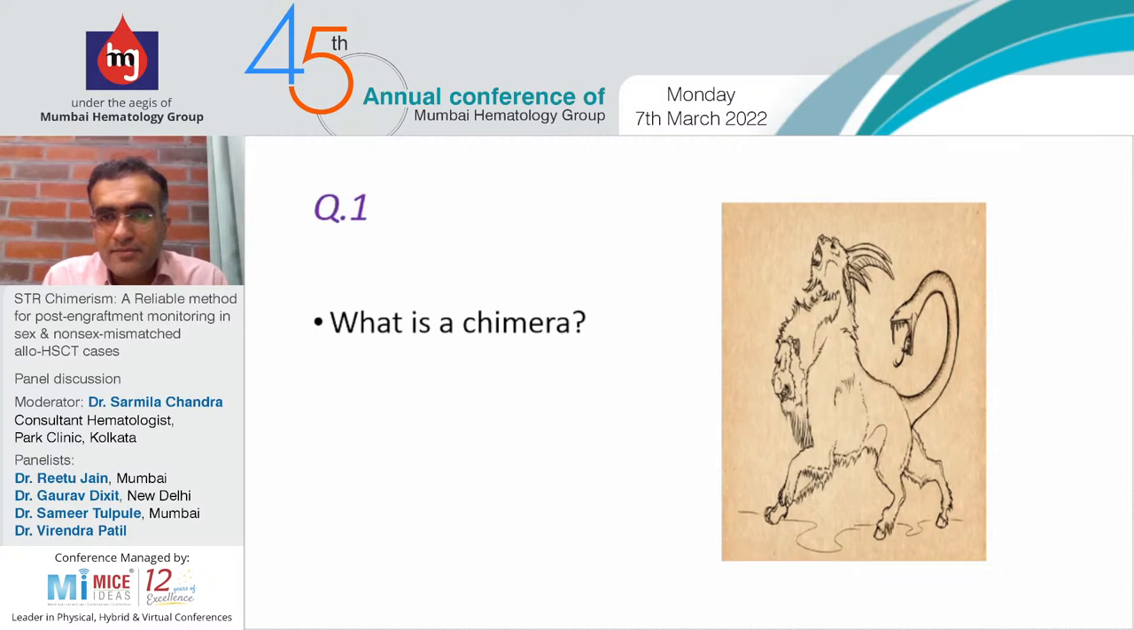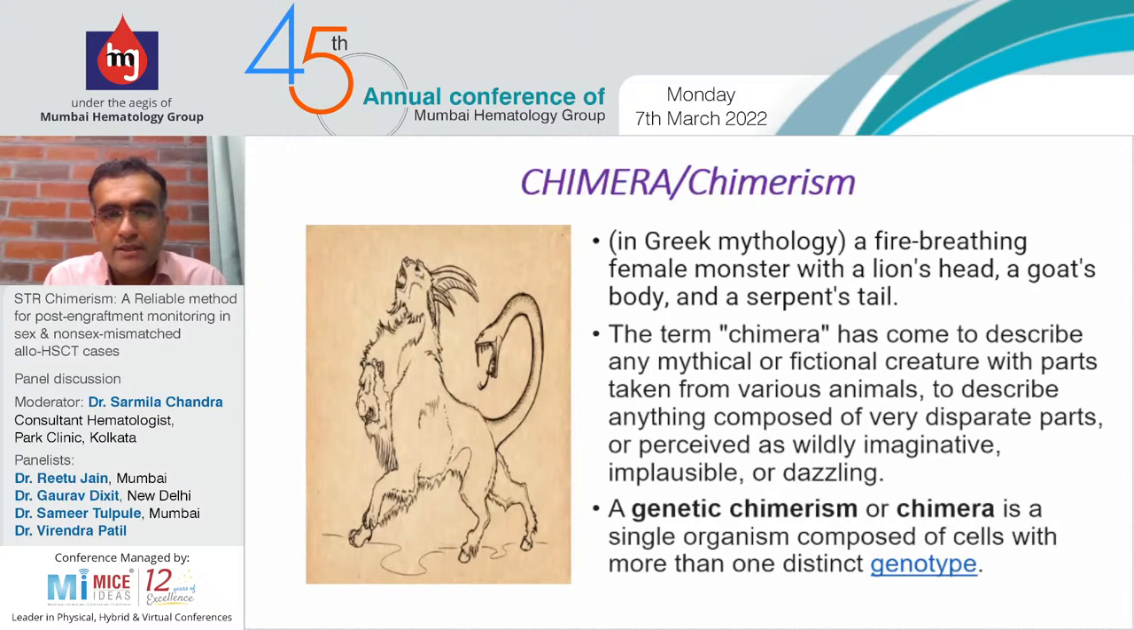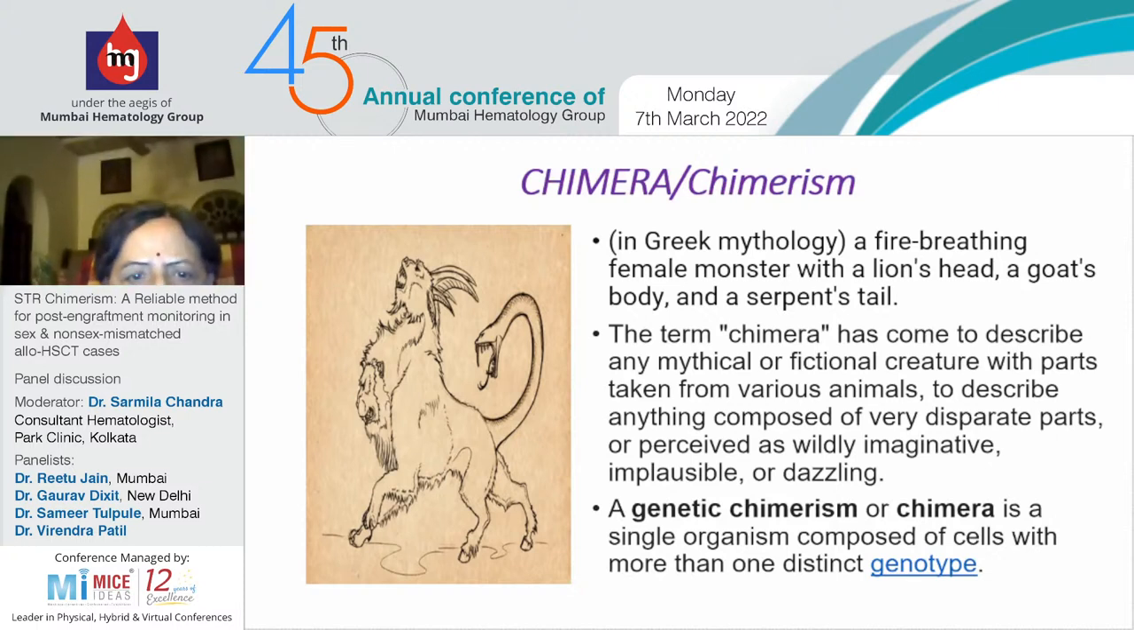So chimera, as we can see from the picture, is a mythological animal which has the head of a lion, the body of a goat, and the tail of a snake. So it represents a mixture of three, four animals. Two genotypes practically. So a man with two genetic components is a man with a chimerism. And we see examples in nature quite often.